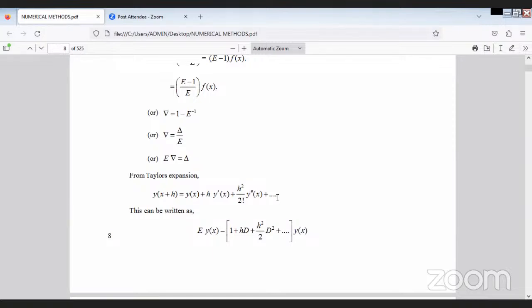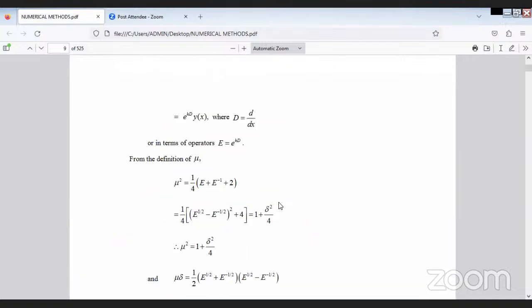From the Taylor expansion here, y of x plus h is equal to y of x plus h y dash x plus h square by 2 factorial y double dash x plus h cube by 3 factorial y triple dash x. This can be written as E of y of x is equal to 1 plus hD plus h square D square by 2 factorial, y of x, where D is equal to d by dx. In terms of operator, E is equal to e power hD. From the definition of mu square, we can write 1 by 4 E plus E inverse plus 2.